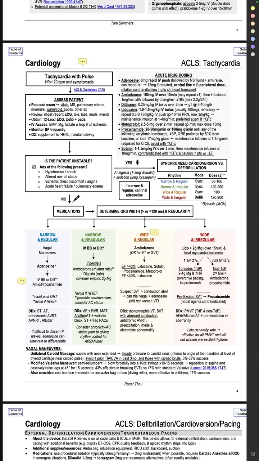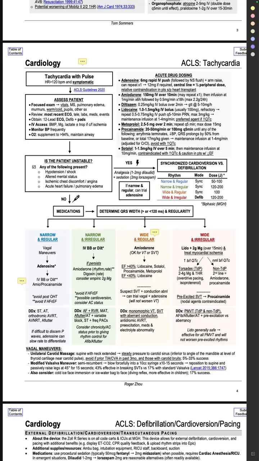For this one you could do amiodarone, which is okay for ventricular tachycardia or SVT. If the ejection fraction is greater than 40%, you give lidocaine, sotalol, procainamide, or metoprolol. You can choose one of them. Don't give all of them at the same time. And with an ejection fraction less than 40%, you can give lidocaine.